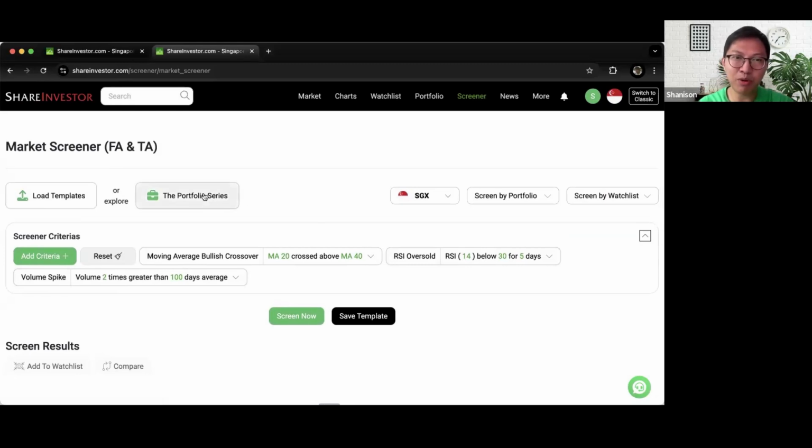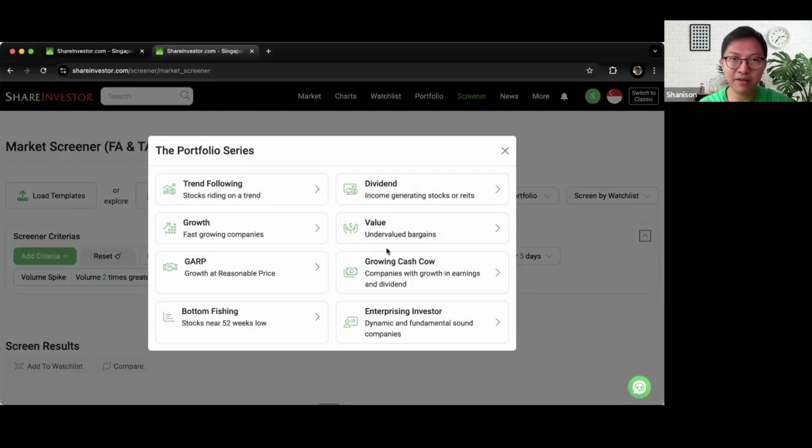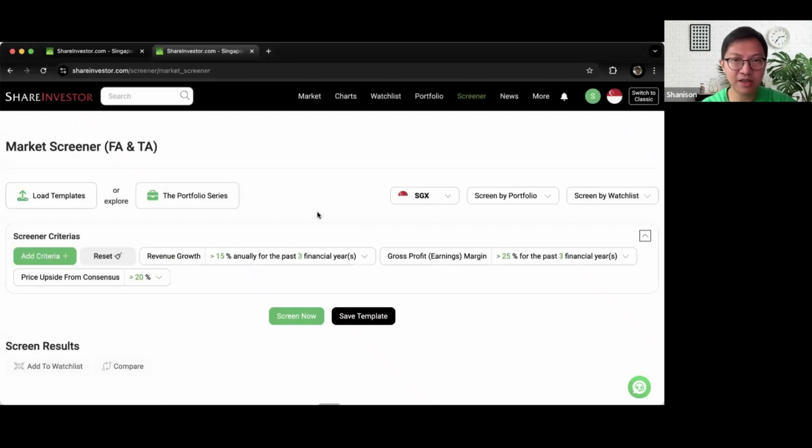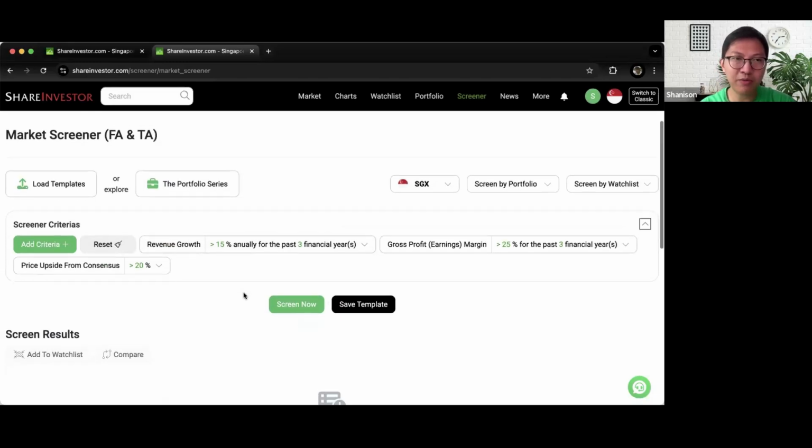The other part is the portfolio series. So we define some popular portfolio series over here, and the criteria are also pre-populated. Things like, for example, dividends, trend following, so you can check out each of these. But let me just show you, for example, growth. A lot of people are looking for growth companies. So you can click growth, and it will show you the criteria that we predefine for that. And again, you can customize and change it.